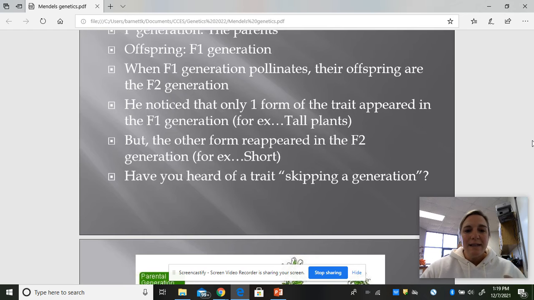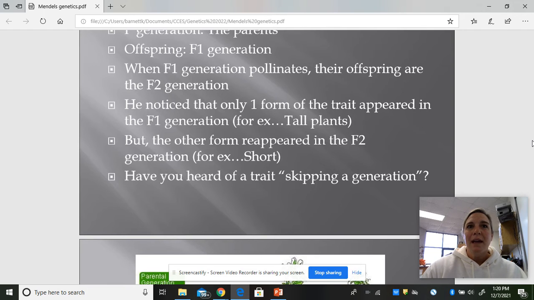He noticed that only one form of the trait appeared in the F1 generation, but the other form, the short, reappeared in the F2 generation. When he took the tall plant and the short plant, they weren't medium height. They were all tall. Now, this was not what he was expecting, which would naturally lead him to ask additional questions. Why were they not in between? That didn't seem to make sense. It was really against the current understanding of heredity in that day.